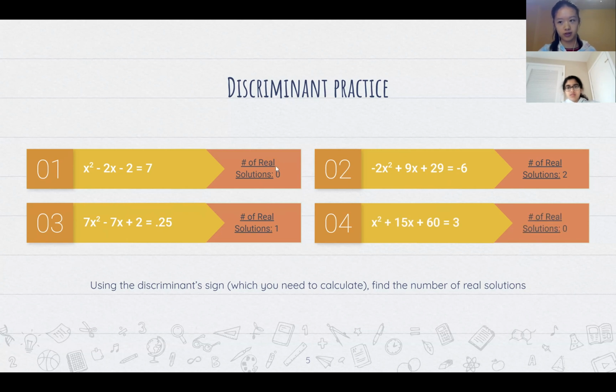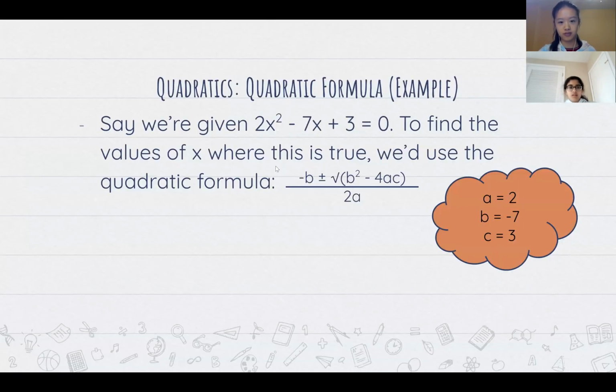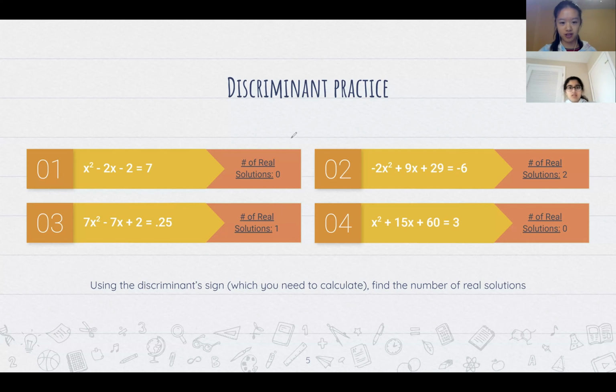By the way, this has 2 real solutions. It says 0 here, but that's wrong. This should be 2.